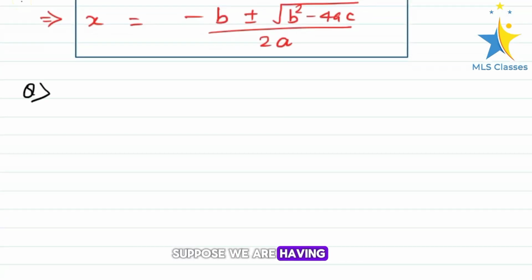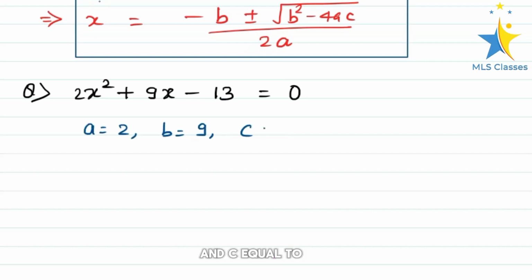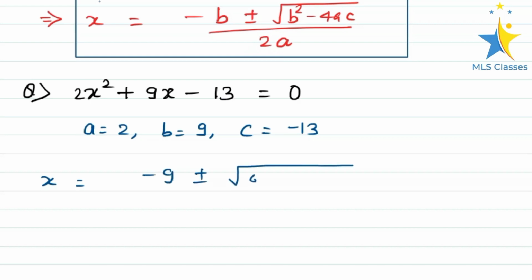Suppose we are having the question 2x square plus 9x minus 13 equal to 0. Then what we will be doing here, we have a equal to 2, b equal to 9, and c equal to negative 13. So we can write x is equal to negative b, which is negative 9, plus minus square root of b square, which is 81, minus 4ac. So 4 times 2 times negative 13, divided by 2a. So 2 times 2.